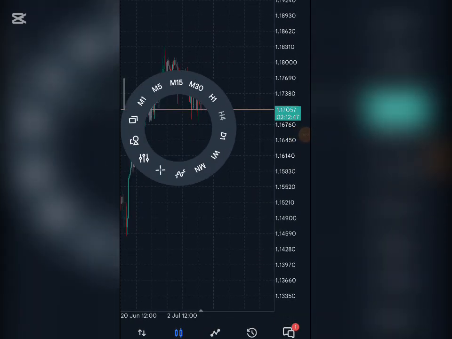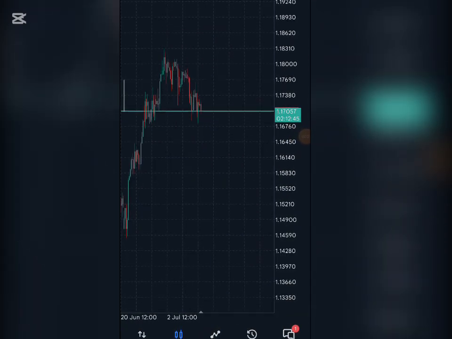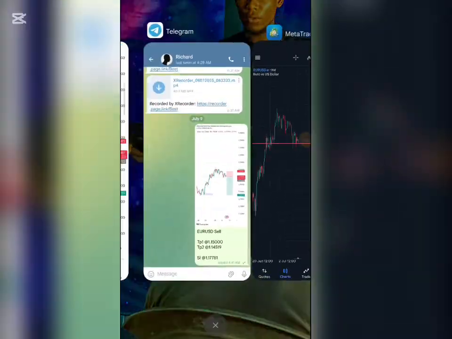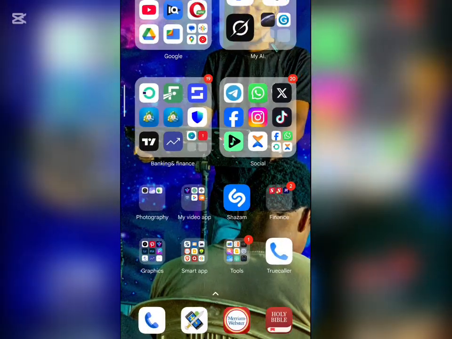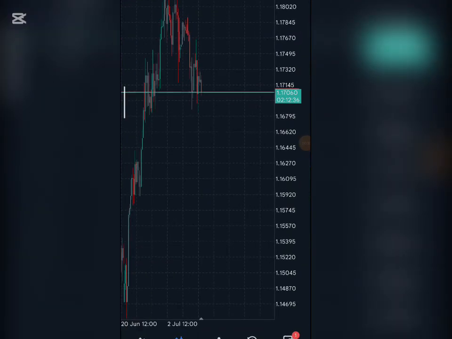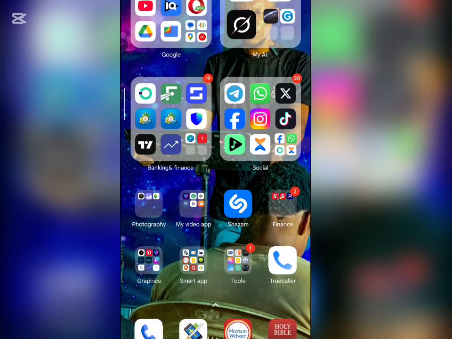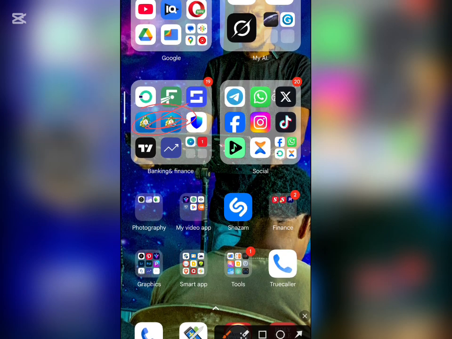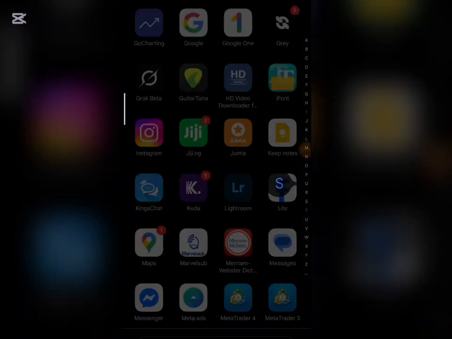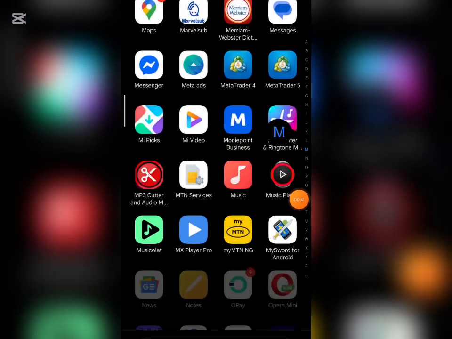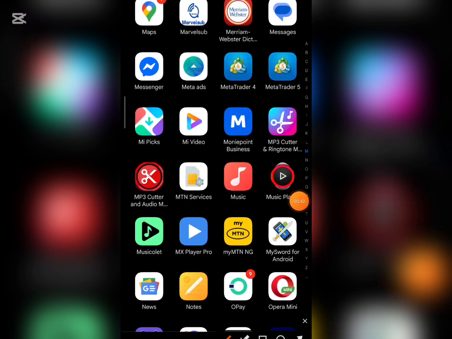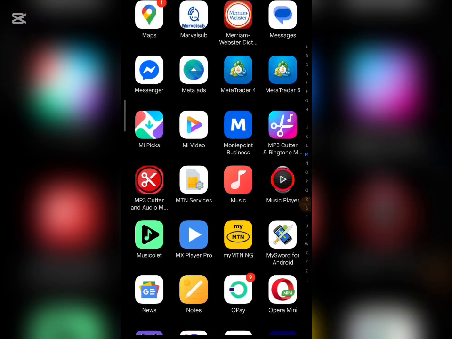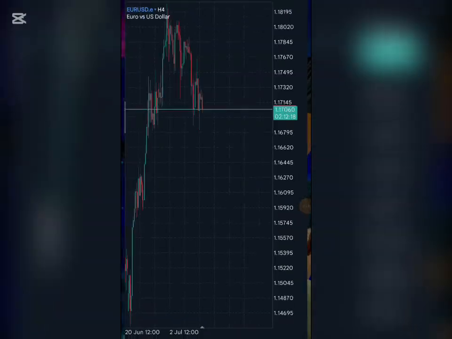So let me explain. First of all, you're going to be using your MetaTrader 4 or 5. Now I'm using MetaTrader 5, but I have the 2. As you can see, I don't know if you can see them, I have the 2 right there. I use MetaTrader 4 and 5 as I wish. It's not bad to have the 2. So how do we take signals?